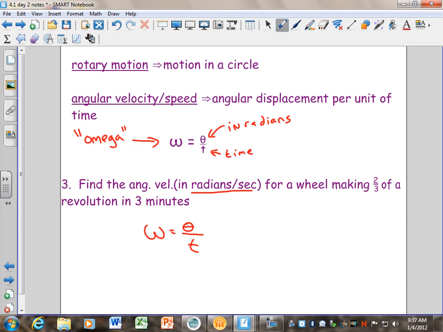The easiest one maybe to deal with is the time. They gave me 3 minutes, but I want that in seconds. So can you tell me how many seconds are in 3 minutes, or how I can find that? Right, because we're just going to take 60 times 3. So I know that I'm going to put just 180 seconds on the bottom. Are you okay with that?